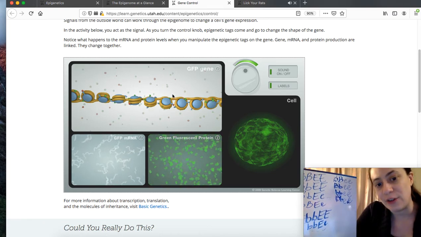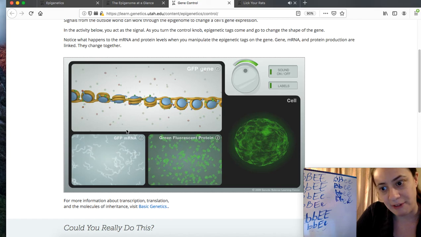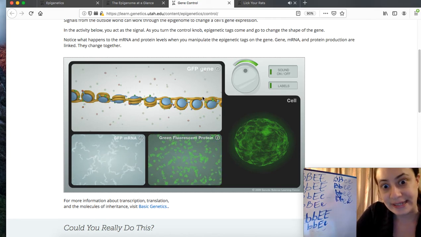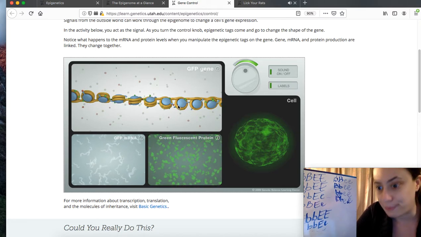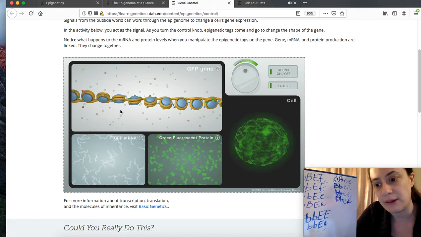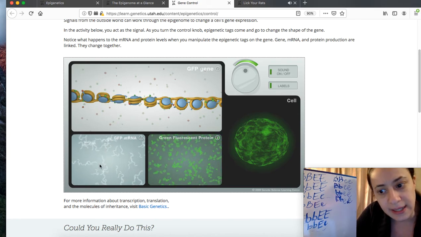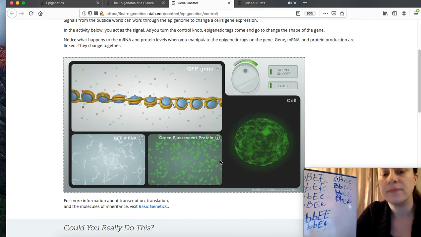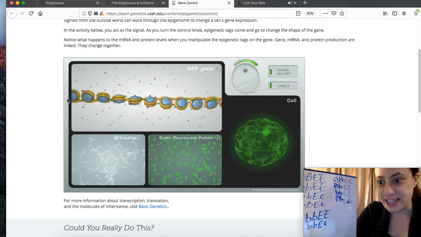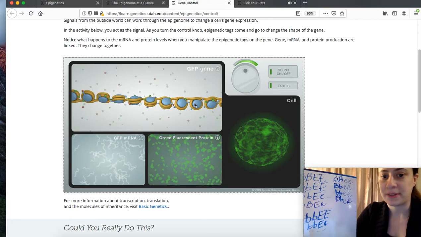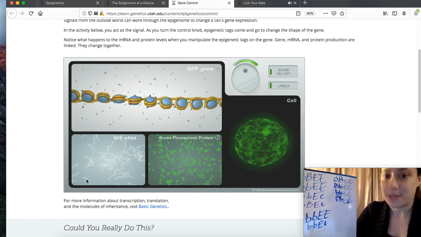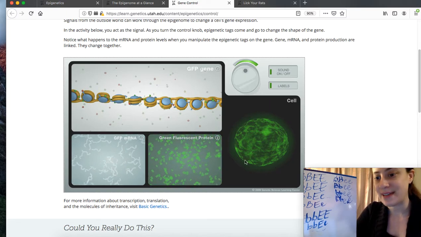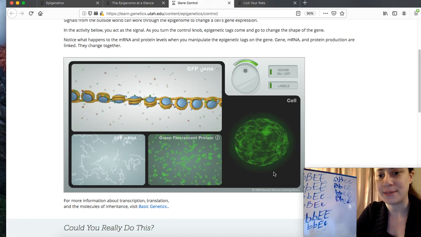But if we take an even closer look at how everything relates, thinking about the central dogma, this here is the GR gene. And again, blue is the histone proteins and yellow is the DNA. Here is the mRNA and here's the protein. So this gene can be read because it's opened, and the mRNA can be transcribed, and the protein can be translated. So here's the cell with a lot of this green fluorescent protein.